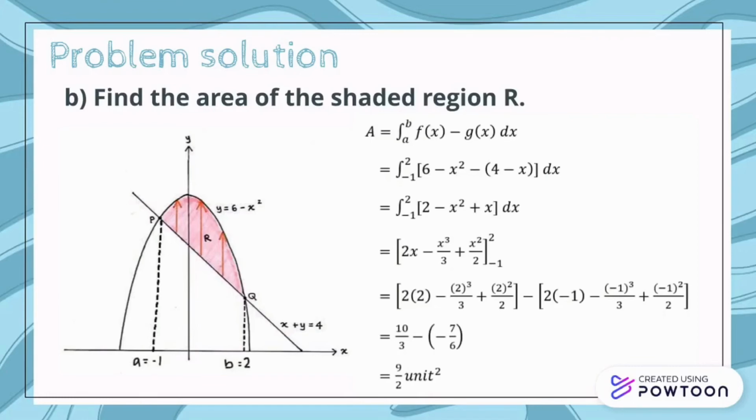from negative 1 to 2. Next, substitute the values of a and b into the equation that we have integrated. After substituting the values of a and b, we are going to get 10 over 3 minus negative 7 over 6. And lastly, you'll get the answer 9 over 2 unit squared.